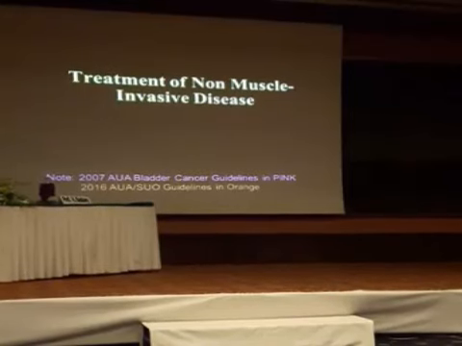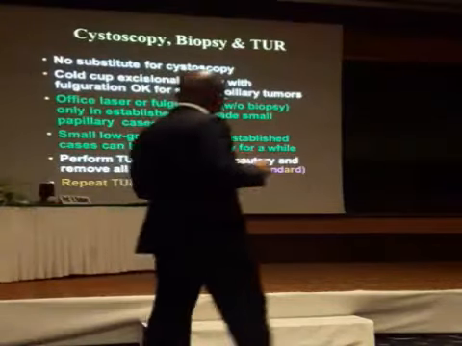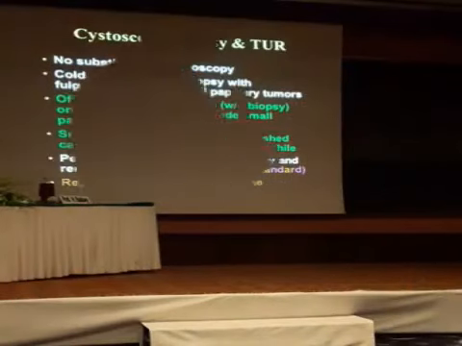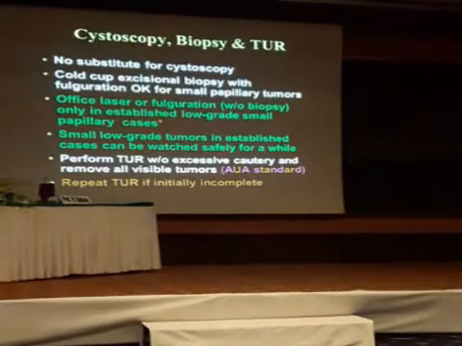So there are a couple of different things, and it's color-coded. We'll look at the AUA bladder cancer guidelines in pink, the older ones. However, the new AUA and SUO guidelines are in orange. So we'll start off here with cystoscopy, biopsy, and we'll discuss initial TUR.